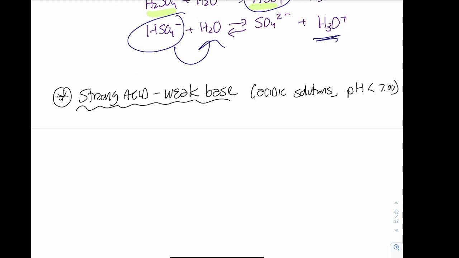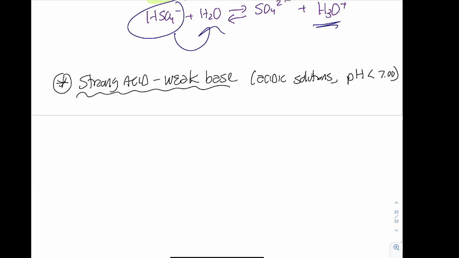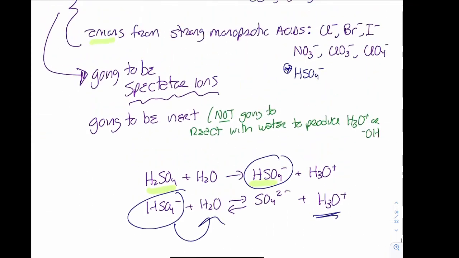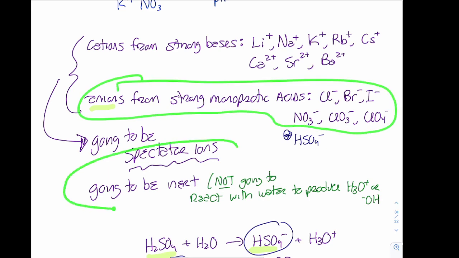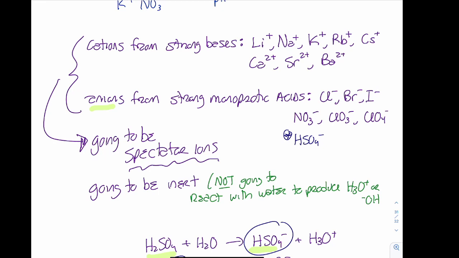Remember, an acidic solution has a higher concentration of hydronium ions than hydroxide ions. As hydronium ion concentration increases, pH decreases. So my pH would be less than the negative log of 1.0 times 10 to the negative 7th, so less than 7. With these ones, my anion comes from a strong acid, right? So if we go back up here, it's essentially this line. Anions from my strong acids are going to be inert. They're going to be spectator ions.